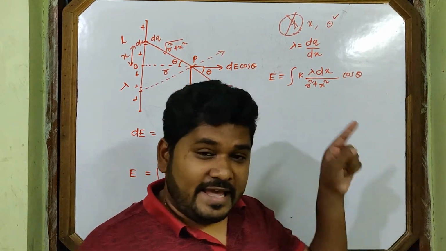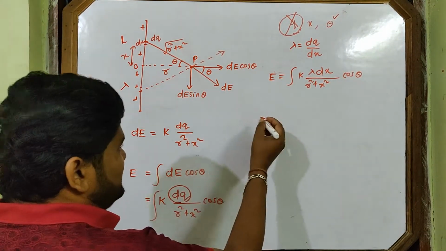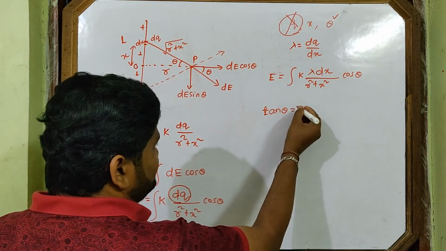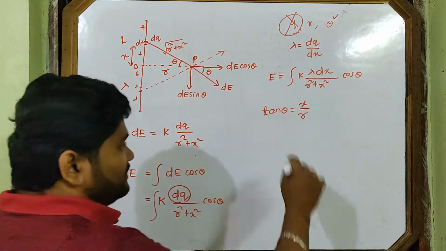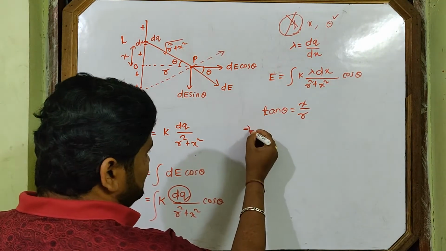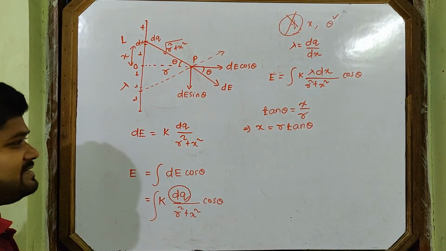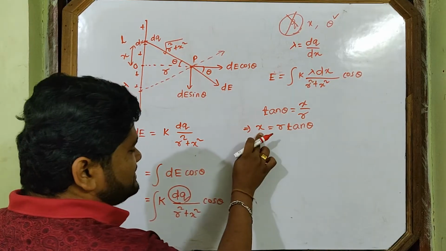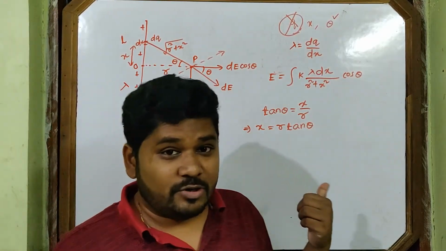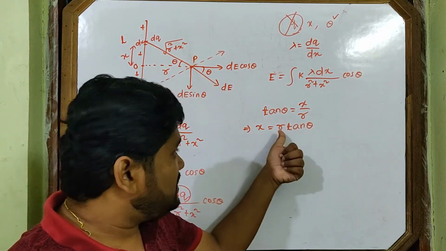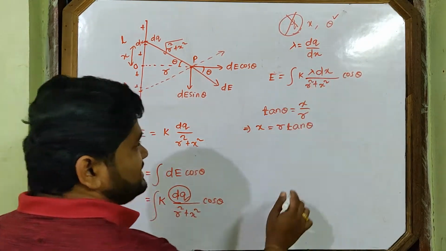Let's convert x into theta. How will we convert x into theta? You see this triangle. In this triangle, what is tan theta? Tan theta is x by r. Then x is r tan theta. R is constant, so no problem, that will not create any problem for us. So now x converts into theta. Is it clear? But the problem is that dx is still here.